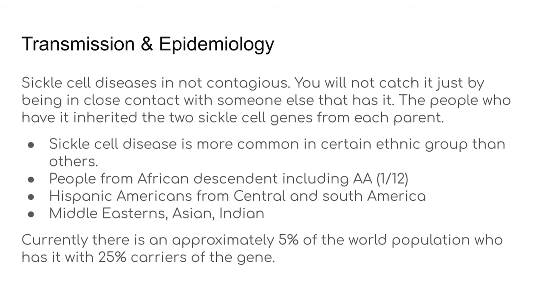Sickle cell disease is more common in certain ethnic groups than others. People of African descent, including African Americans, are more likely to have it, which is usually 1 out of 12. And then there are also Hispanic Americans from Central and South America, and people from the Middle East, Asia, and India.